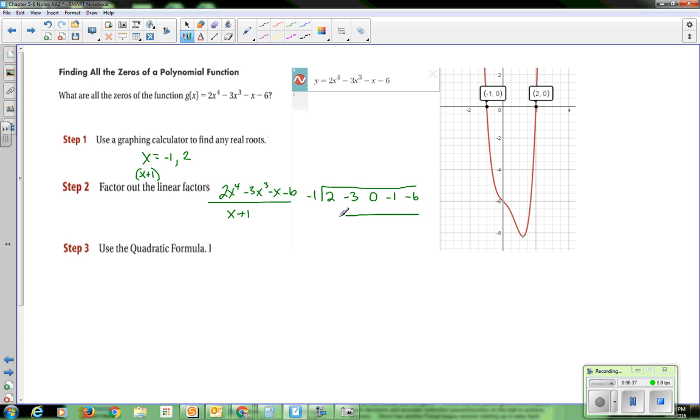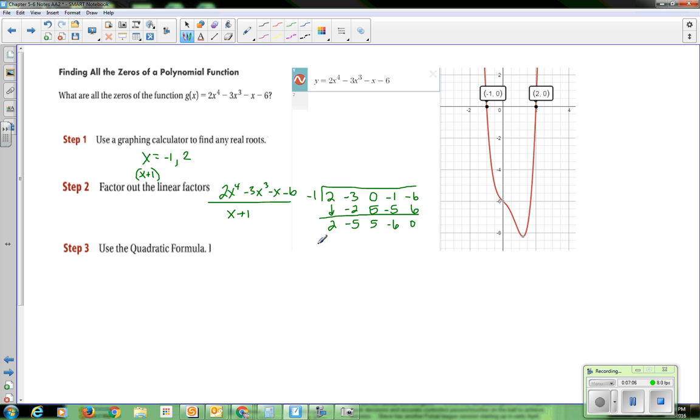For synthetic division, I bring down the first one. Negative 1 times 2 is negative 2. Negative 3 plus negative 2 is negative 5. Negative 1 times negative 5 is 5. 5 plus 0 is 5. Negative 1 times 5 is negative 5. Negative 1 minus 5 is negative 6. And negative 1 times negative 6 is positive 6, giving a remainder of 0.